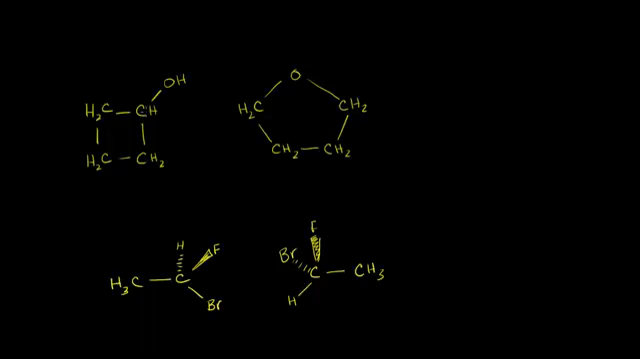But if we look a little bit closer, you see that this guy on the left has 1, 2, 3, 4 carbons, and so does this guy on the right. This guy on the left has 8 hydrogens. This guy on the right has 8 hydrogens. And they both have 1 oxygen. So the molecular formula for both of these is 4 carbons, 8 hydrogens, and 1 oxygen. They're both C4H8O. So they have the same molecular formula.